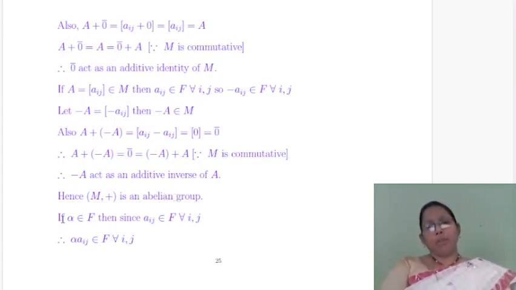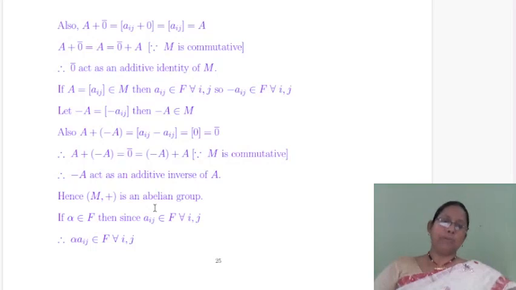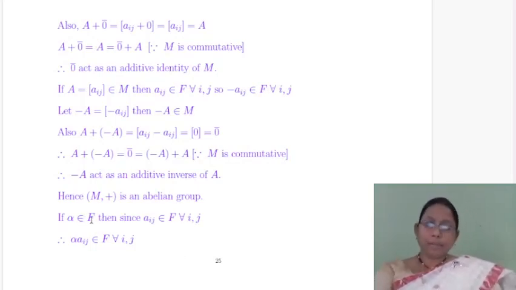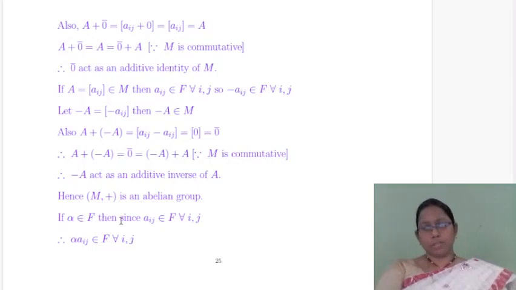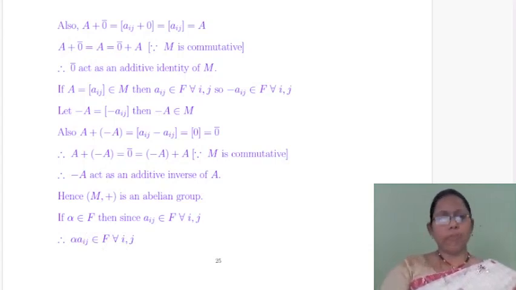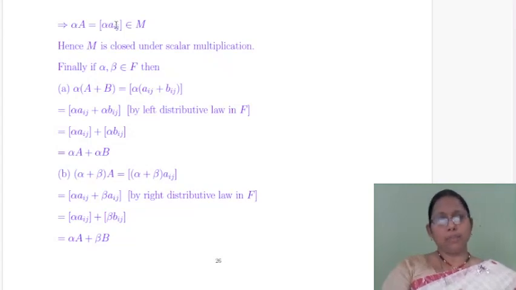Now we are going to show M is closed under scalar multiplication. For that we will consider a scalar alpha belonging to F. Since Aij belongs to F, alpha Aij belongs to F. Alpha is an element of F, Aij is an element of F, so alpha Aij is again an element of F because F is closed under multiplication. Therefore, alpha of matrix A can be written as the square bracket of alpha Aij, which belongs to M. That is, M is closed under scalar multiplication.